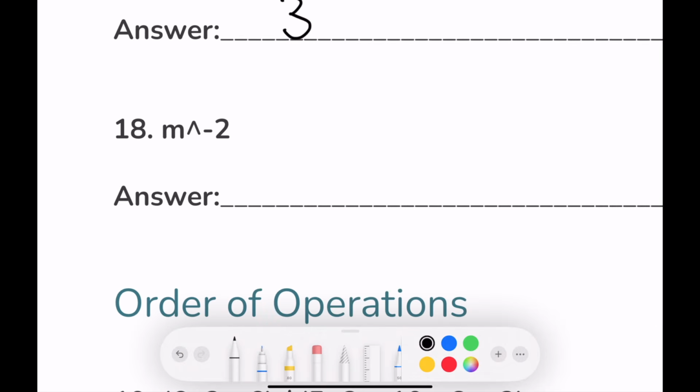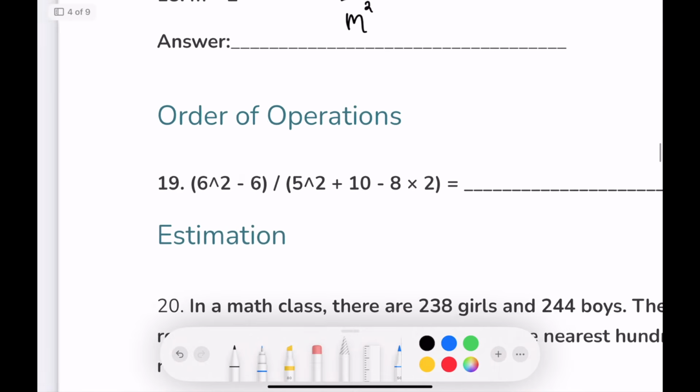Next up is m to the negative 2. If you're asked to simplify a problem like this, really simple, let me show you how to do it. All you do is you put a 1 over and the negative drops off, right? So these two are equal. And delete. Moving on.